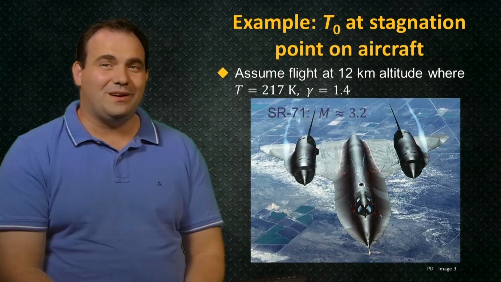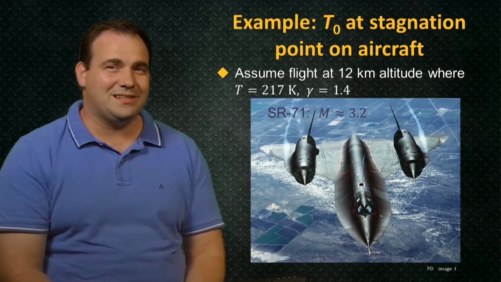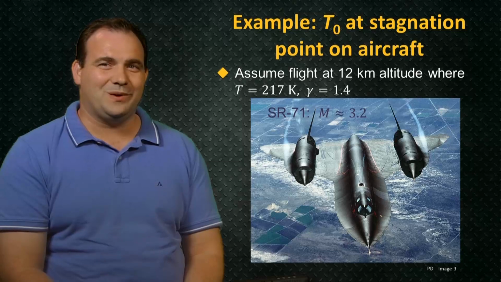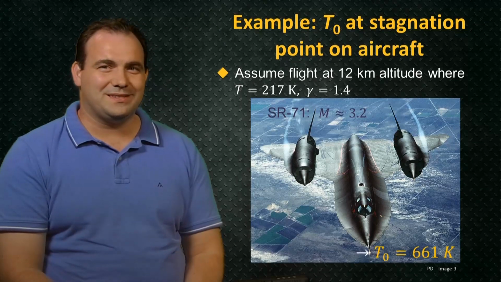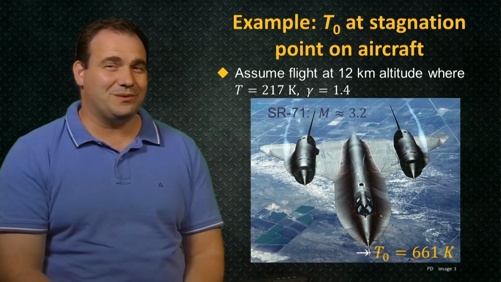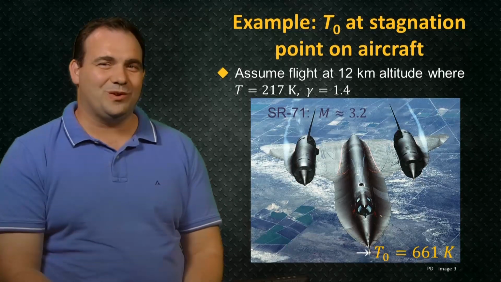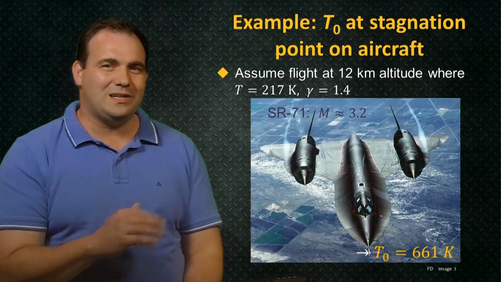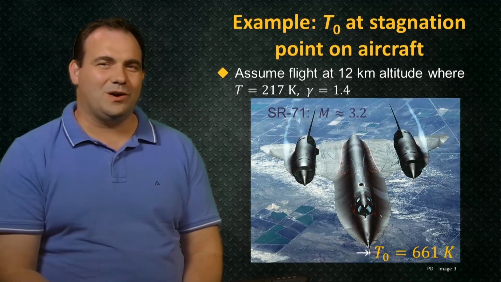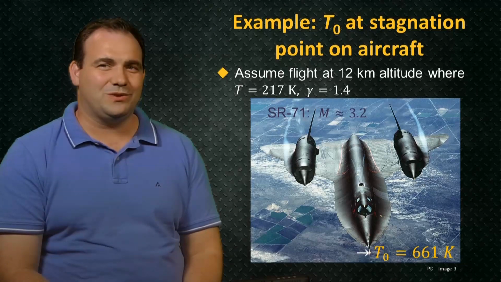So looking at an even higher Mach number aircraft, the SR-71 Blackbird, which has a flight Mach number of 3.2, the stagnation temperature is now 661 Kelvin. That's pretty high, hundreds of degrees above boiling point, but it's still well below the melting point of most common metals used in the aerospace industry.